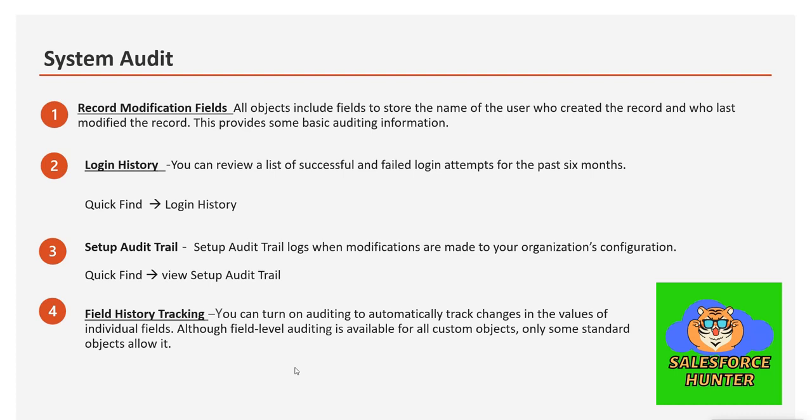And then field history tracking. You can turn on auditing, automatically track the changes in the values of individual fields. Here you select the tracking for the individual fields on an object. Like for example, let's say for account there is a field called annual revenue.